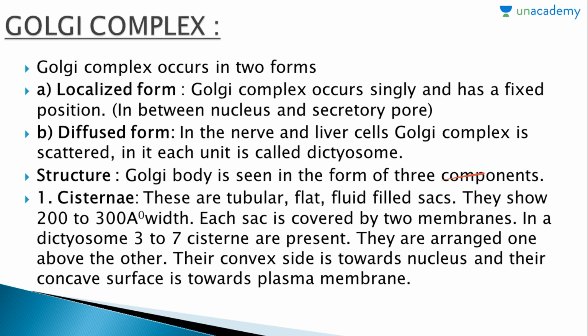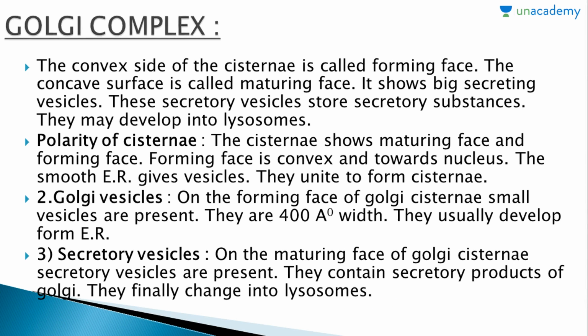Structure. The Golgi body is seen in the form of three components. First is the cisternae. These are tubular, flat, fluid-filled sacs. They show 200 to 300 angstrom width. Each sac is covered by two membranes. In a dictyosome, 3 to 7 cisternae are present, arranged one above the other. Their convex side is towards the nucleus and their concave side is towards the plasma membrane. The convex side of the cisternae is called the forming face.